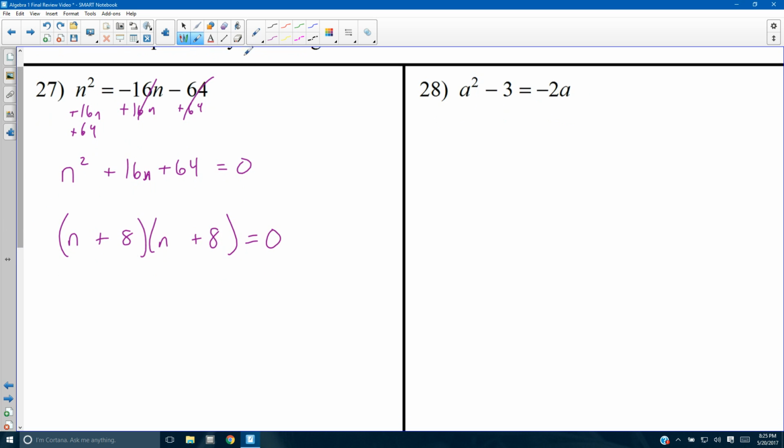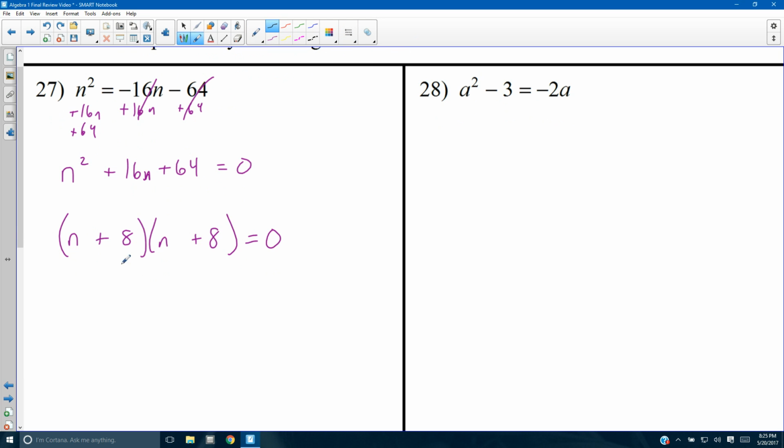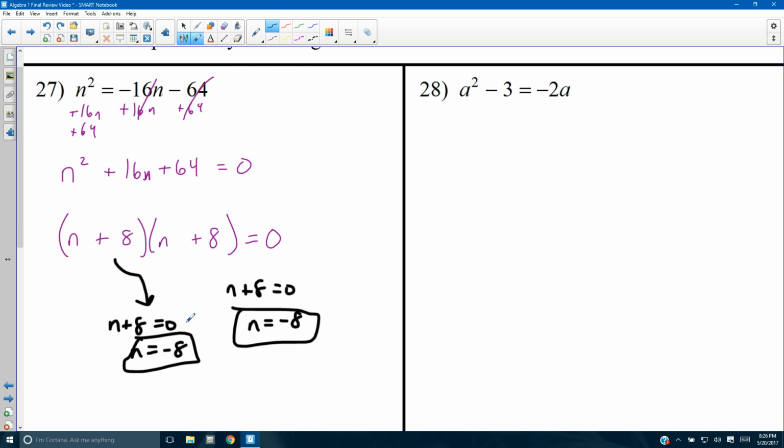You have two ways of going about this. Now that you've done completing the square, I will tell you that second way as well. First way here, you can say either n plus 8 equals 0, so n equals negative 8, or n plus 8 equals 0, so n equals negative 8. Gee, I wrote my answer twice. That's kind of weird. I guess you can do that. There's nothing wrong with it, but the fact of the matter is the only answer here is negative 8. So you can do that.